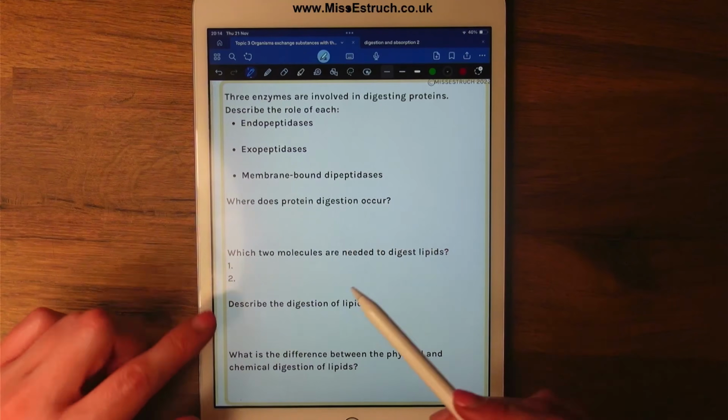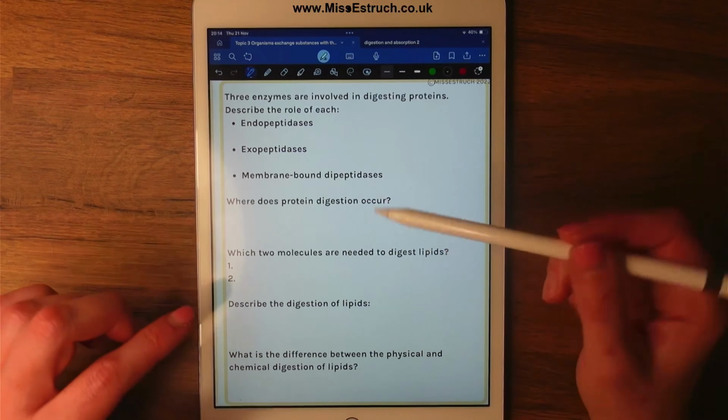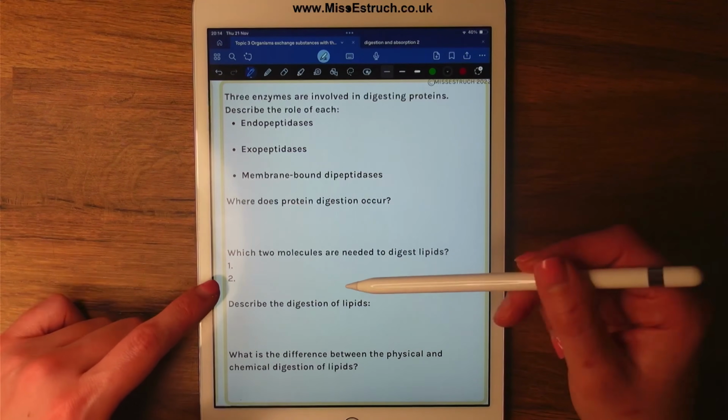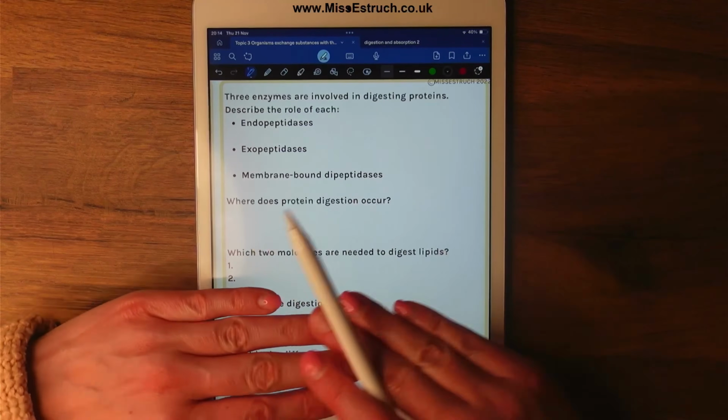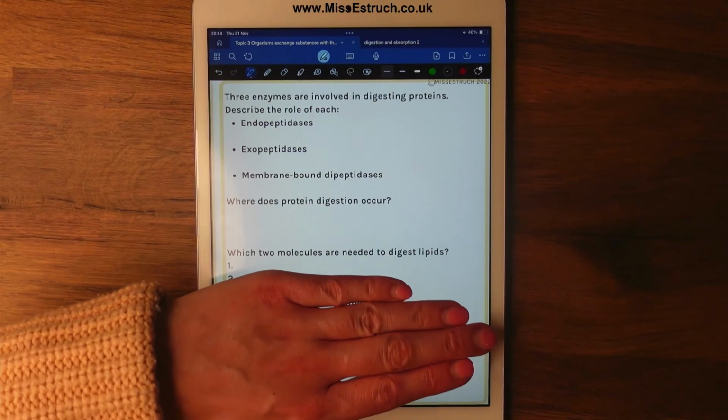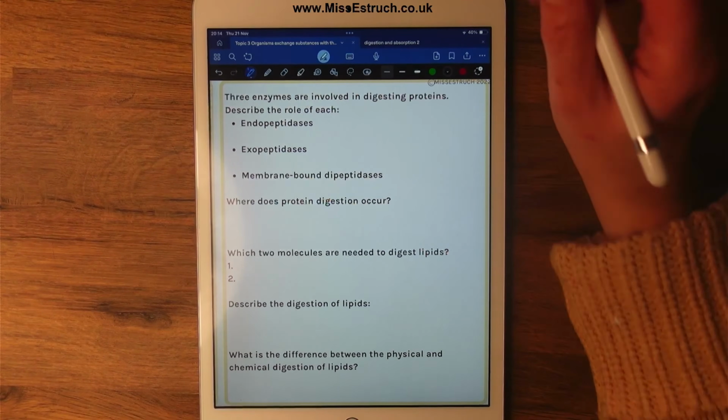We've actually done the lipids bit already, the 2 molecules needed. That was bile salts. And we did actually talk about lipase, the lipase enzyme. But I'm not going to do this bit because we've just done lipids. I'm just going to focus on this bit up here.